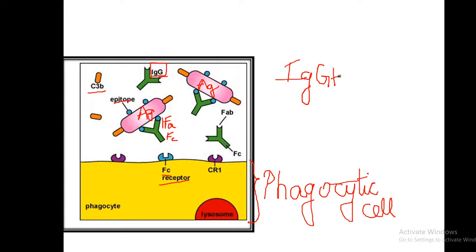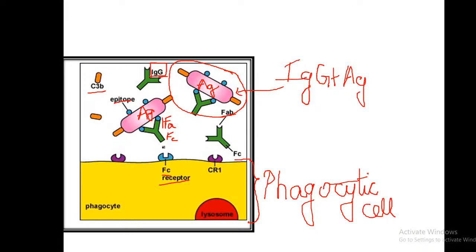So an antigen came, and a complex formed between the antigen and the antibody. Antigen and antibody form a complex. This is the antigen antibody complex. What is this complex? This antibody has two regions, the FAB region and the FC region. What is FAB? It binds with the antigen. And FC is the constant region.